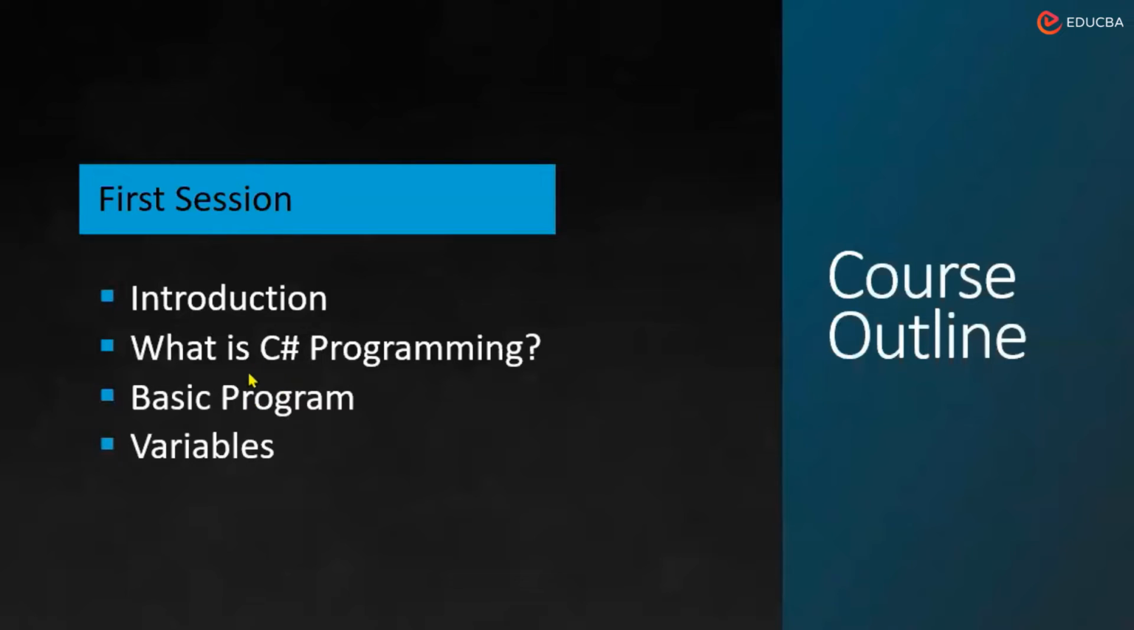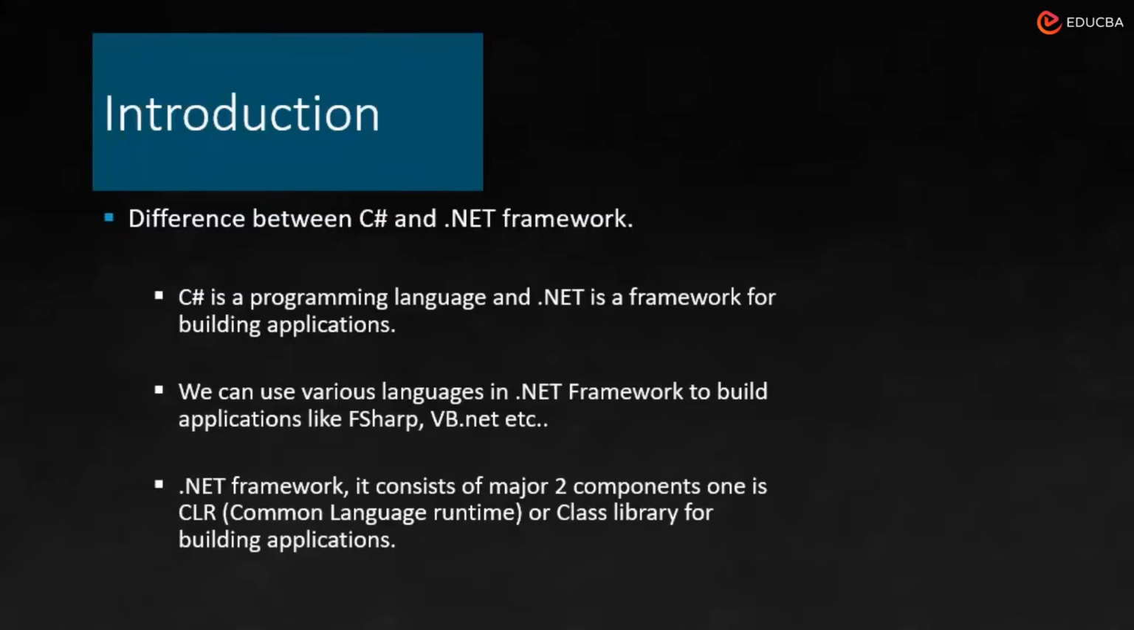We would also understand what is C# programming. We would write some basic programs in that, and we would understand what different types of variables we can create in C#. So over here, if you look at it, we have various differences between C# and the .NET framework. Basically .NET is nothing but a framework, whereas C# is a programming language. So over here, we can go ahead and understand the programming language.